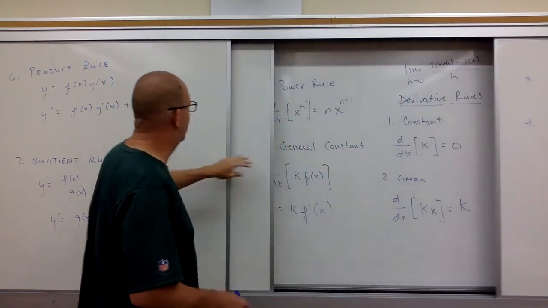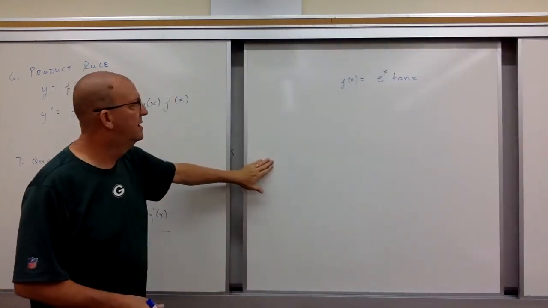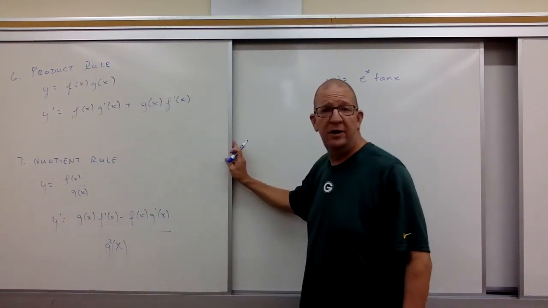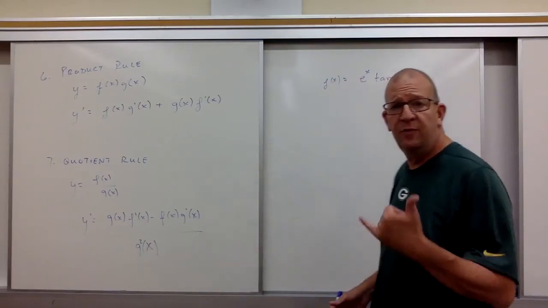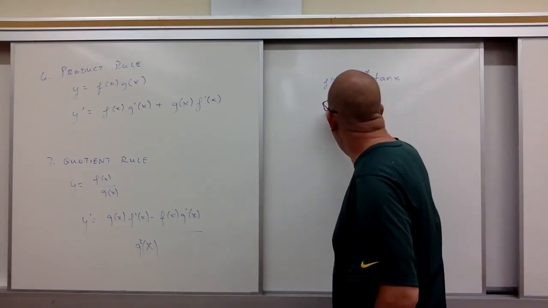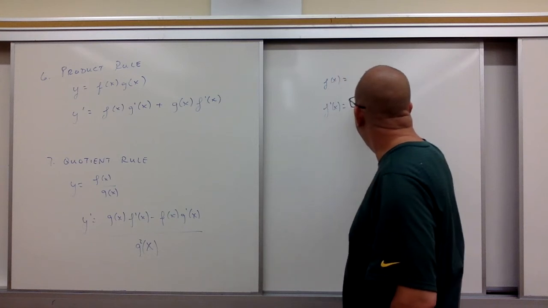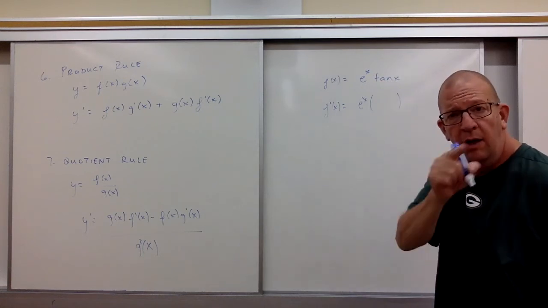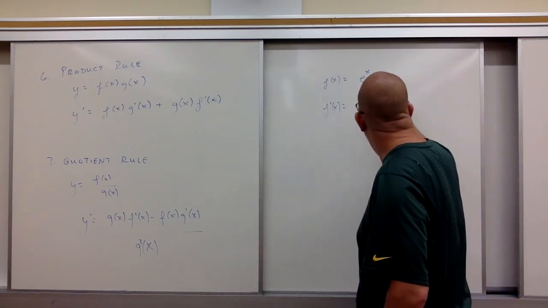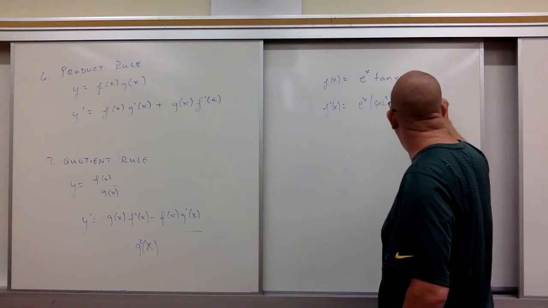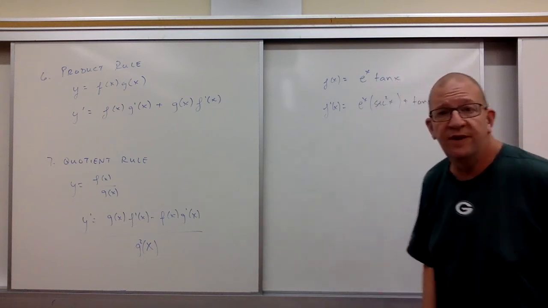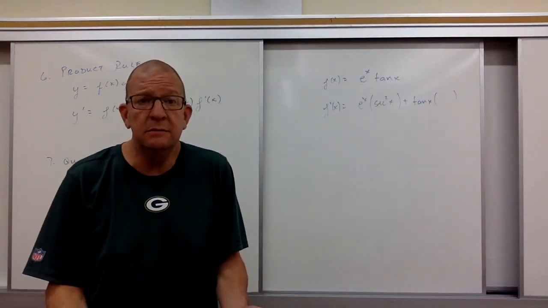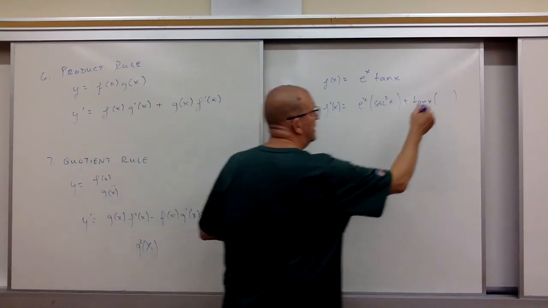Okay, now let's take a look at an example. Let's do f of x is e to the x tangent x. So here's our product rule, and let's see how this works. I'm going to go f prime of x. Let's see, first times the derivative of the second. Oh, that was secant squared x. Plus the second tan x times the derivative of the first. Well, the derivative of the first is, what's the derivative of e to the x? E to the x. So there you go.